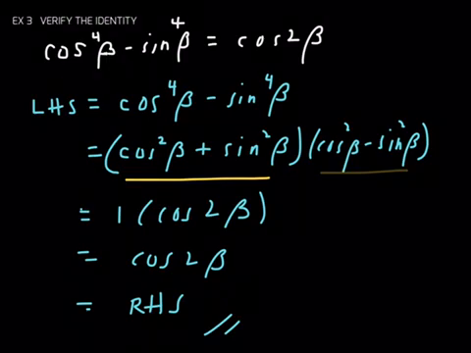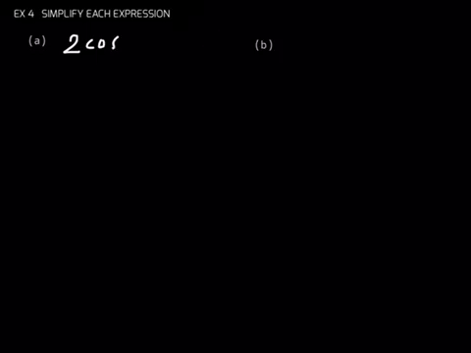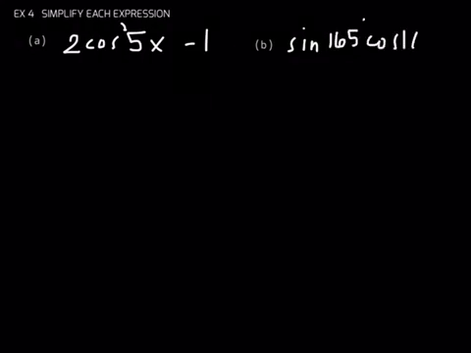Let's go to the next example. All right, example 4, simplify each expression. The first expression they're going to want you to simplify is 2 times cosine squared of 5x minus 1. The next expression they're going to want you to simplify is sine of 165 degrees times cosine of 165 degrees. All right, we'll do one at a time, of course. Let's go with the first one, part A.